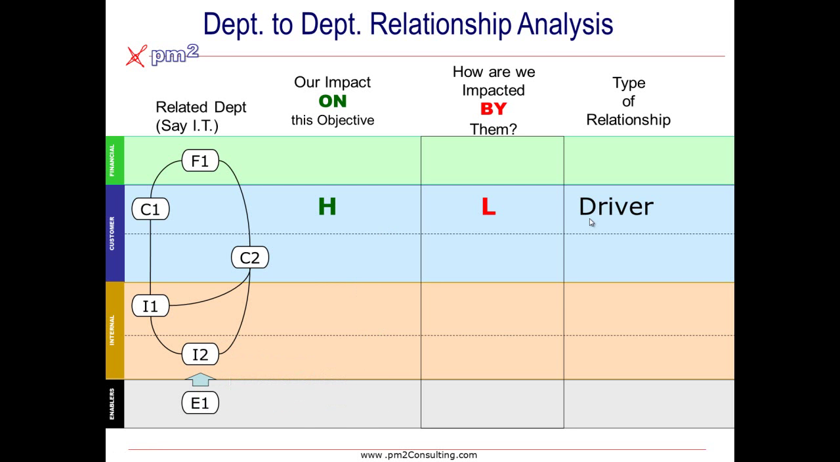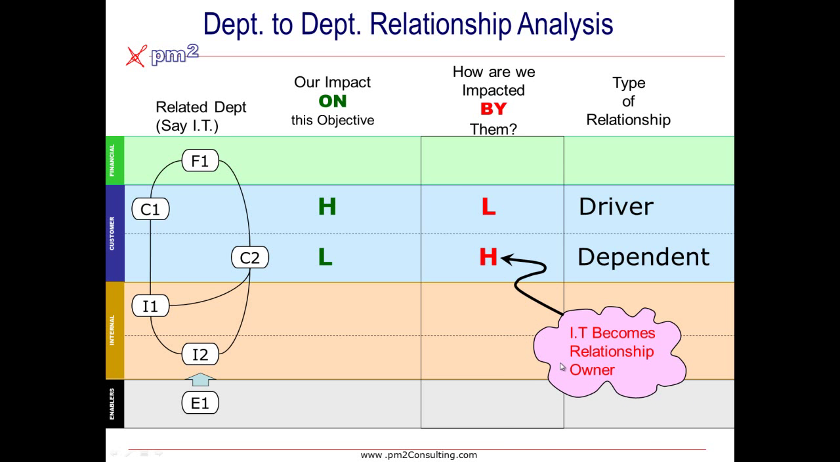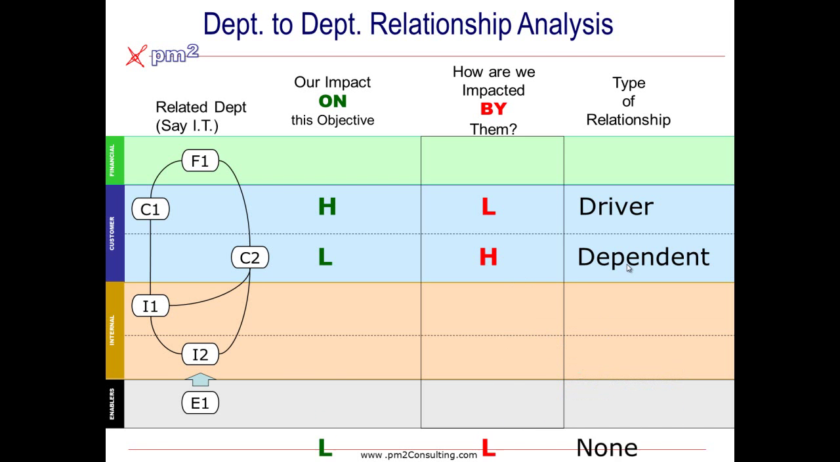Let's take another example. Let's say for C2, the roles are reversed. We have a low impact on that objective, and whatever IT does has a high impact on us. In this case, obviously IT becomes the relationship owner, and we're dependent on what they choose to do. Another alternative, of course, would be what happens if it's both low-low. In that case, there's no clear relationship driver, and it may be, in fact, some other department that has the relationship in that particular example.